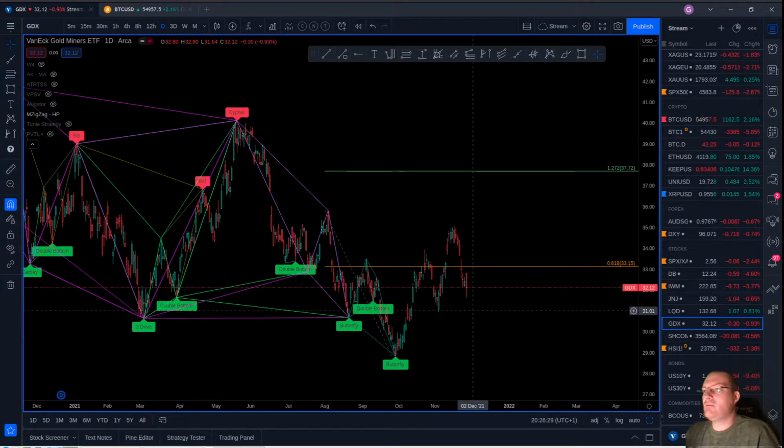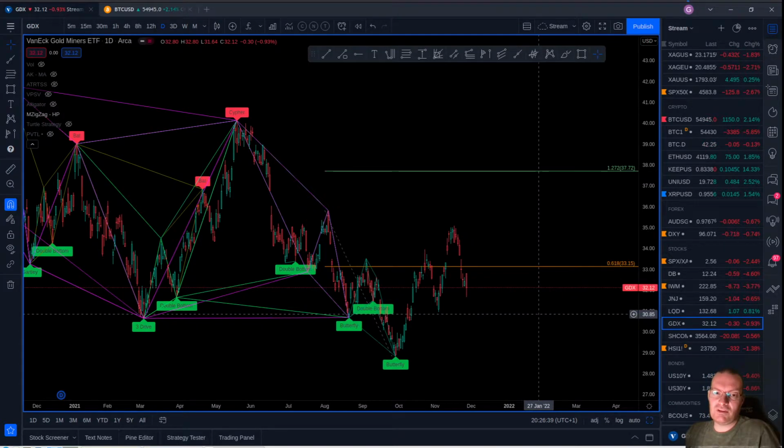So okay, we had a nice gap open, but then gold started selling off. So GDX did as well. So for now, I'm not too concerned.